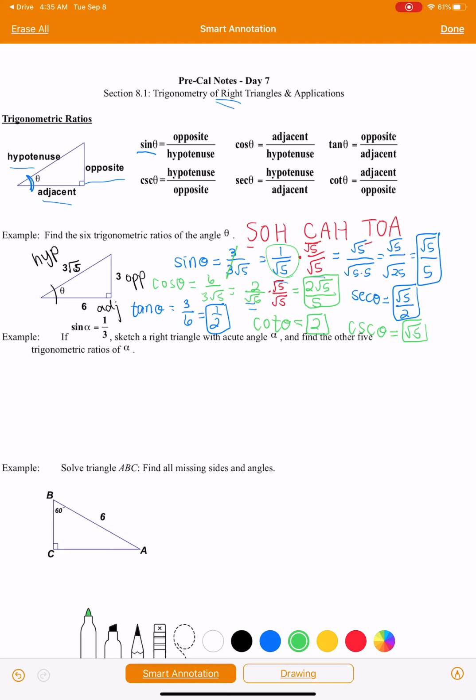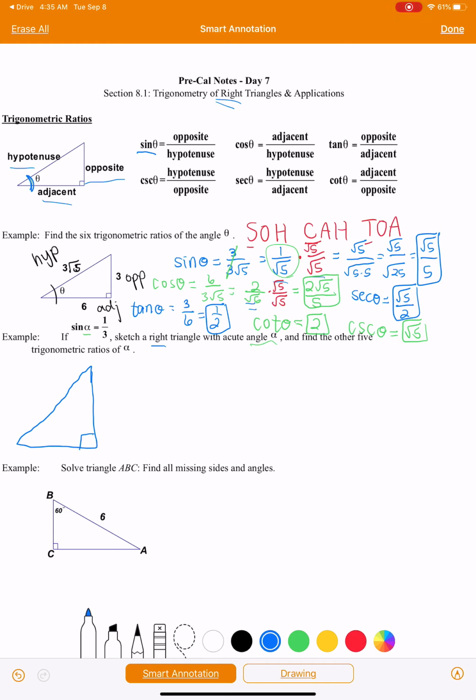All right, let's look at the next example. It said if sine of an angle, which we're going to call alpha, sketch a right triangle with acute angle named alpha, and find the other 5 trig ratios. Okay, so first off, we do know that we have to have alpha be an acute angle. So if I go ahead and draw a picture, remember the fact that it says right triangle is extremely important. We needed that piece of information to even be able to do this in the first place.